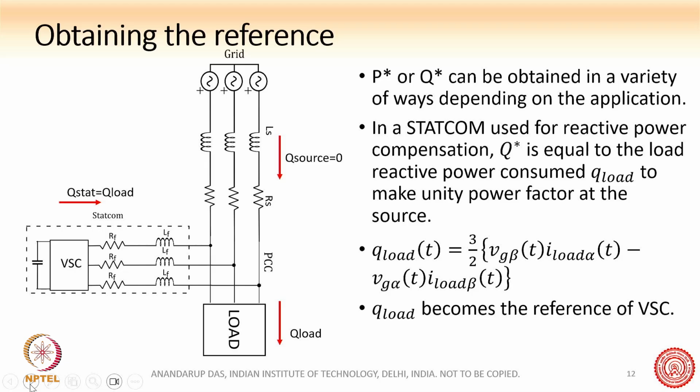Now let me take an example of a statcom. Okay, how to get that reference I star. Because as I told you, if I get the reference current which needs to be flown from the VSC, then we can make this thing work. So let us take an example of the statcom. So what is a statcom? A statcom is a voltage source converter which is connected. So here is the grid and here is the load. What does a statcom do? So this point is called PCC, which is called point of common coupling.